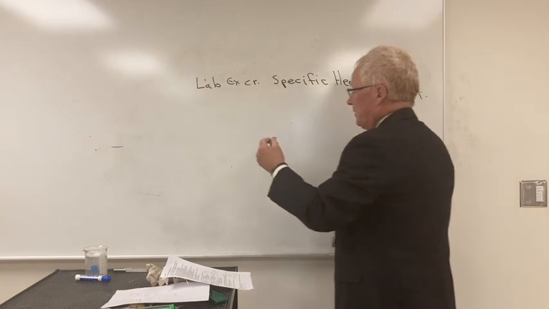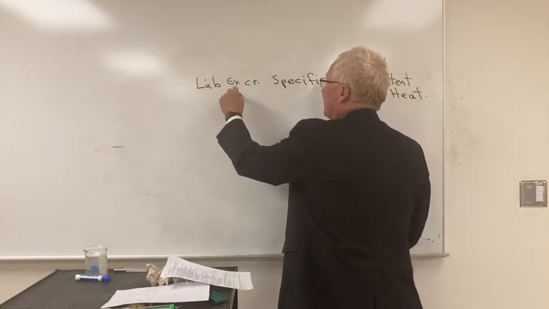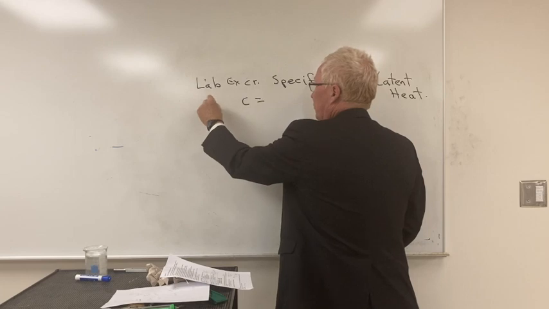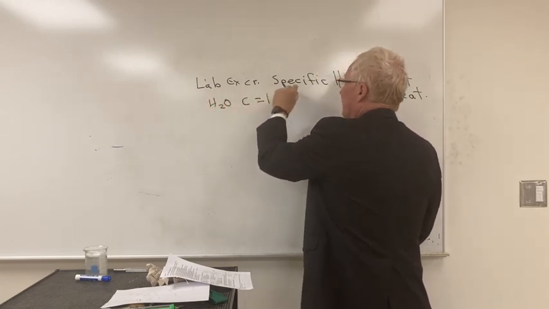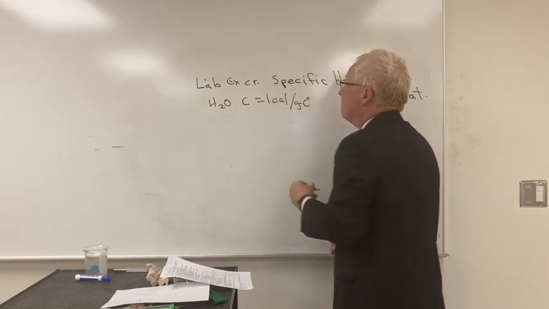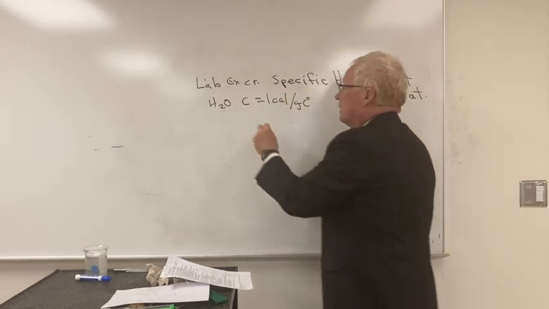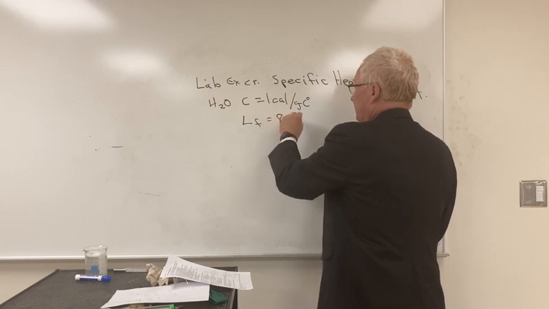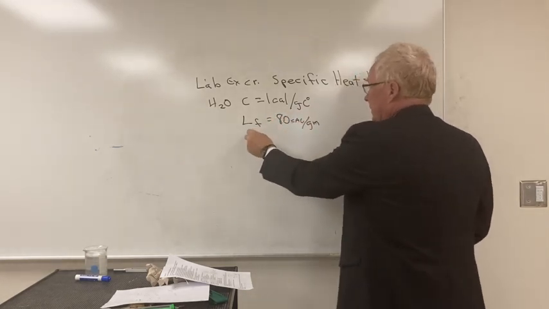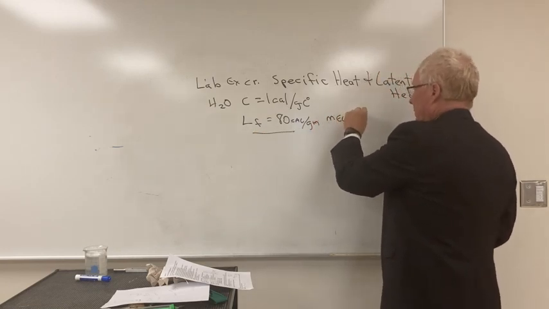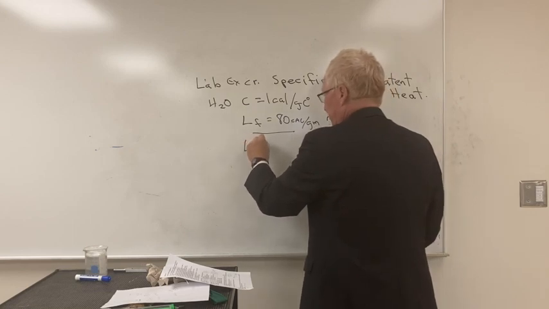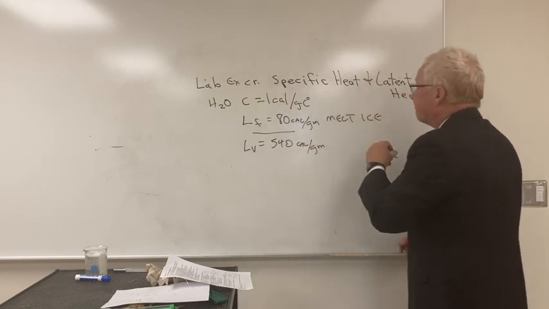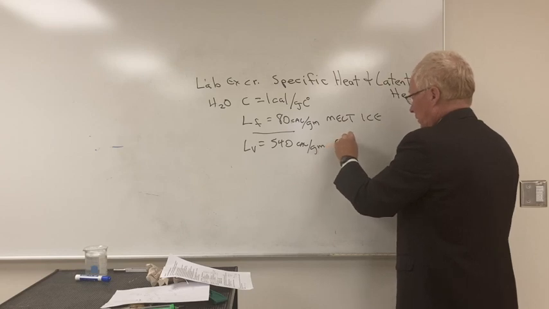A couple things here. We taught, again, specific heat, which is given the letter C. For water, again, we're all doing H2O, it is 1 calorie per gram degrees centigrade, right? Latent heat of fusion is 80 calories per gram, and that's to melt ice. And latent heat of vaporization is 540 calories per gram, and that's to evaporate water.